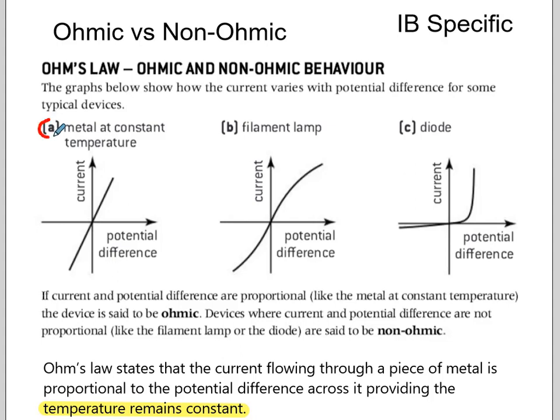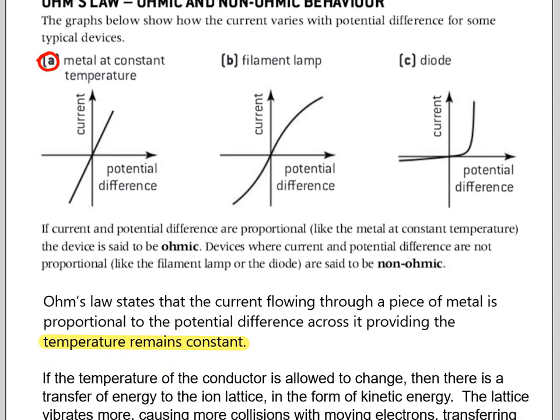We just looked at this one right here: a metal at a constant temperature. You'll notice they've plotted it a little bit differently, but it plots as a straight line. If you have something like a filament lamp or a diode, where the temperature of the object is allowed to change, that changes the properties of that material, and it could either increase or decrease the resistance. That's an important distinction to have.